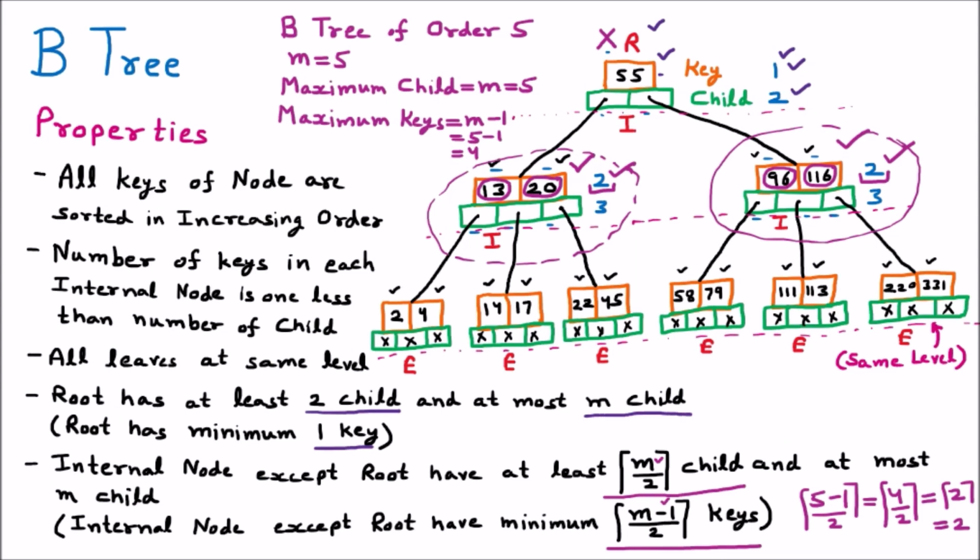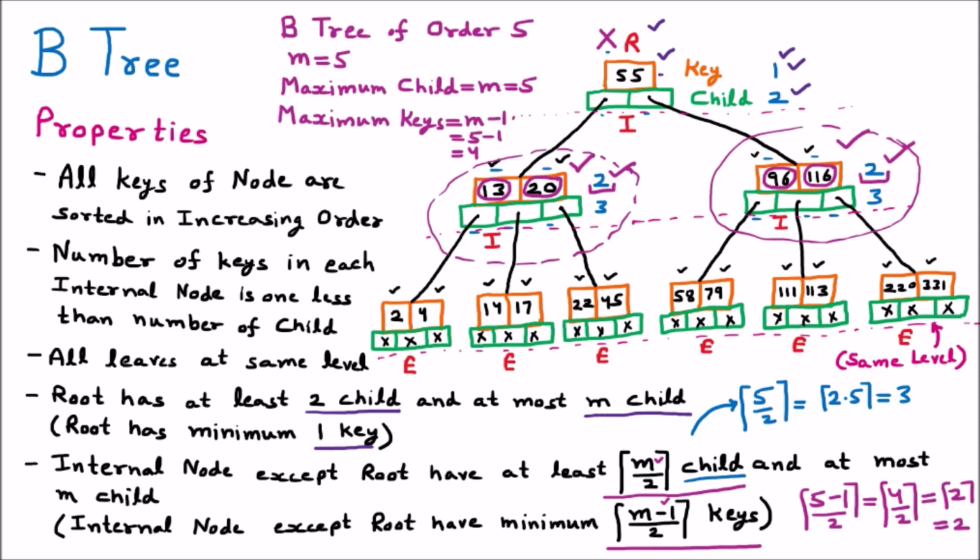Now we can also take out this property in another way. The line above mentions that it has m by 2 children. If we calculate this, m is 5, since we know this is an order 5 tree. So ceiling of 5 by 2 children should be there. And 5 by 2 is 2.5. So ceiling of 2.5 is equal to 3. So it should have a minimum of 3 children.